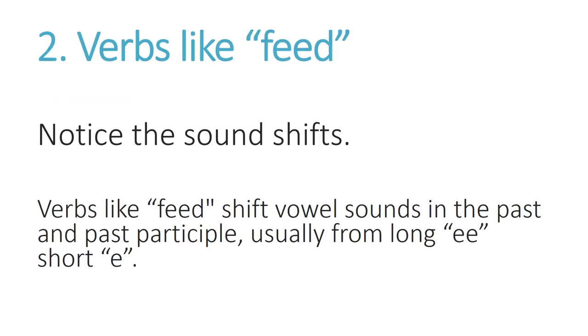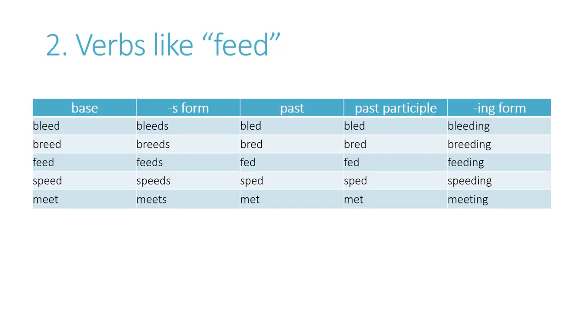Number two is verbs like feed. Now you'll need to notice the sound shifts in the past participle. Verbs like feed shift vowel sounds in the past participle, usually from long E to short E. Let's look at some examples. In the base form, it has the long E sound. In the past participle, verbs like these have the short E sound. So you can see how it goes.